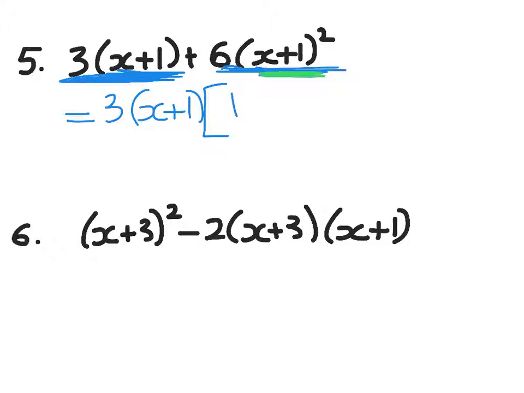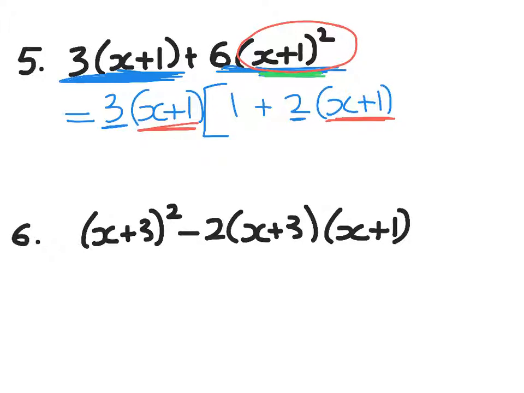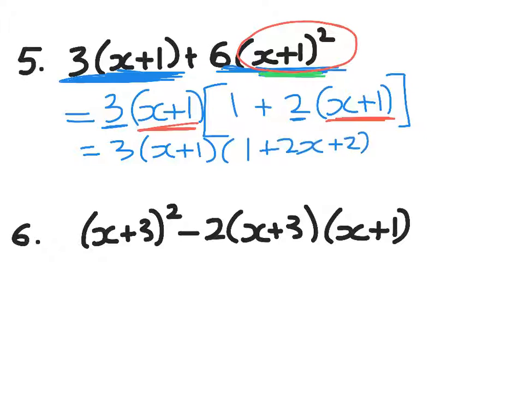Well, it's just 1. Plus 2 3's are 6, 2 times x plus 1 here, right? And that's because I've got an x plus 1 here and now I've got an x plus 1 here. And that's what I need because I've got x plus 1 squared. So we'll pop in our last bracket. I'm not finished yet, I have to clean up that third term. So we've got 3 times x plus 1 times 1 plus 2x plus 2. So collecting up like terms in there, I get 3 times x plus 1 times 3 plus 2x.